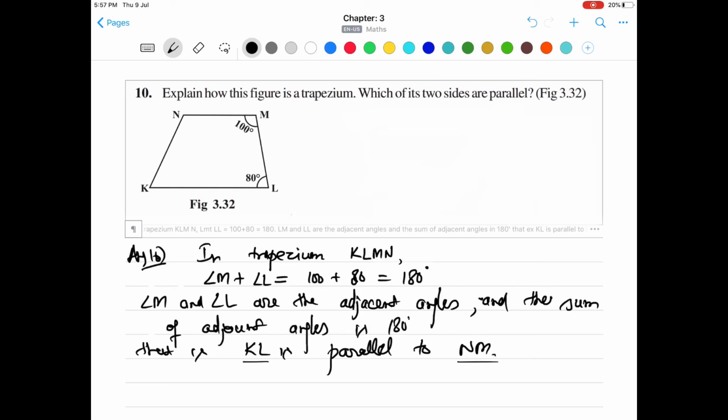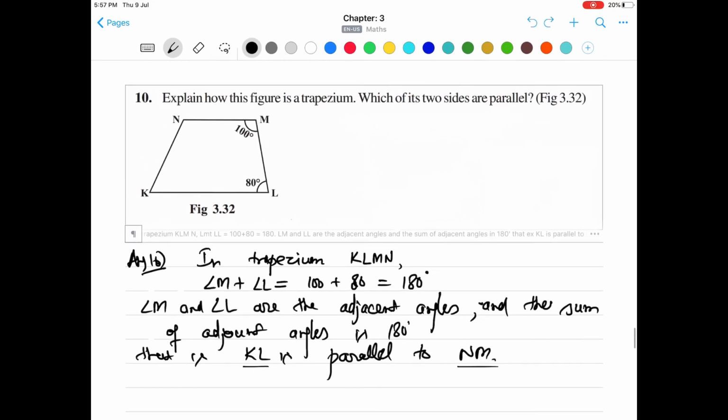Okay, because these two angles are forming a sum of 180 degrees, that means LM is a transversal, therefore these two sides have to be parallel. So that's how it is a trapezium and which sides are parallel. So we have proved that this property is satisfied, that the sum of the adjacent angles is 180 degrees, and hence these two sides have to be parallel.